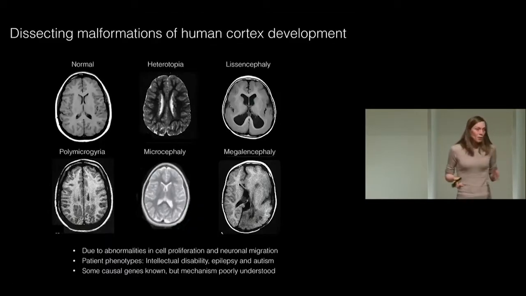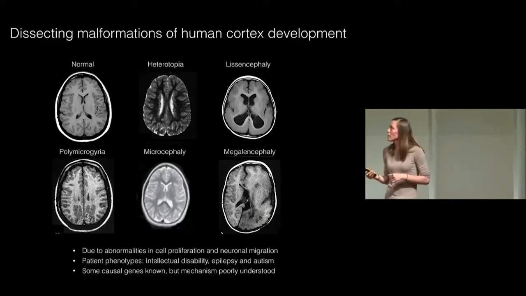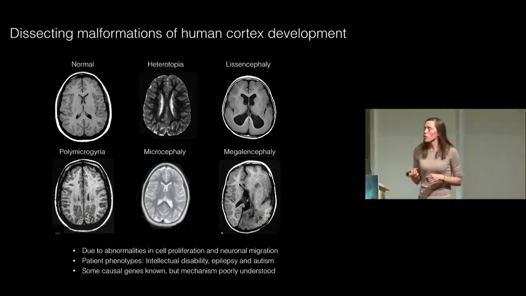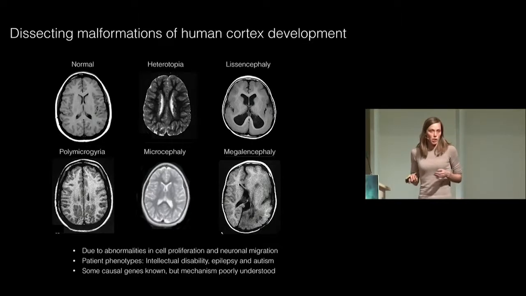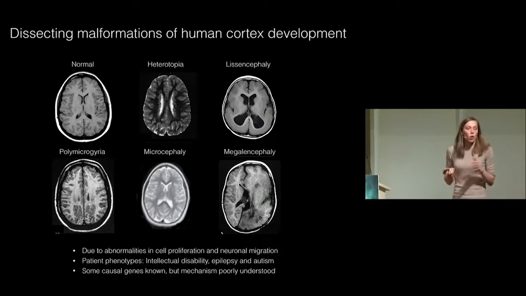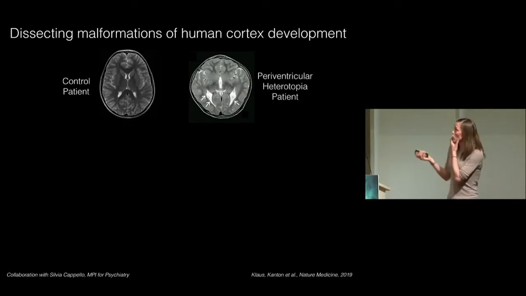And so we are excited about this system to model disease, and we started looking at malformations of cortex development, which are generally due to abnormalities in cell proliferation and neuronal migration. There are different patient phenotypes, including intellectual disability, epilepsy, and autism. Some causal genes are known, but oftentimes mechanisms are really not understood. And we chose one malformation, periventricular heterotopia, in which a subset of neuronal cells fail to migrate to the cortical plate, so they are stuck at the ventricle.